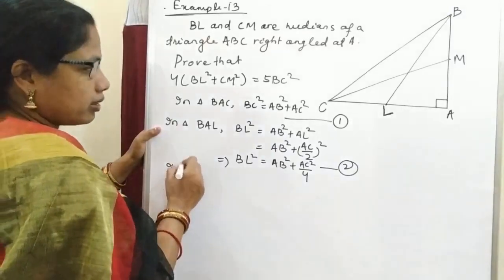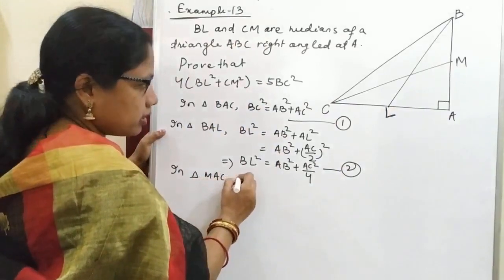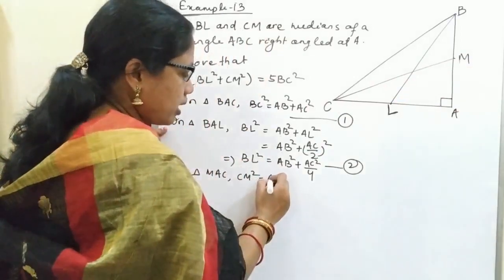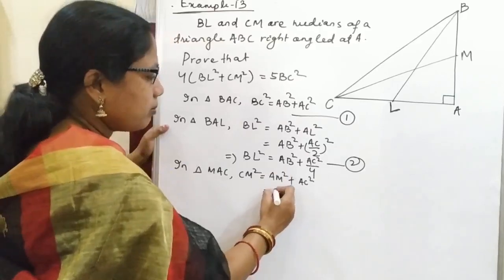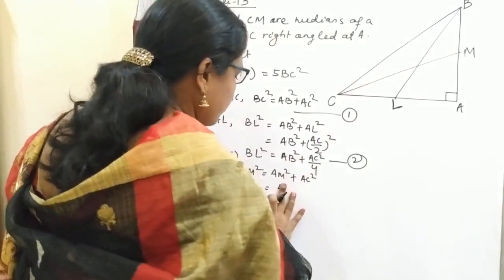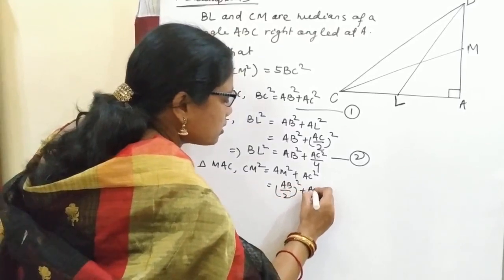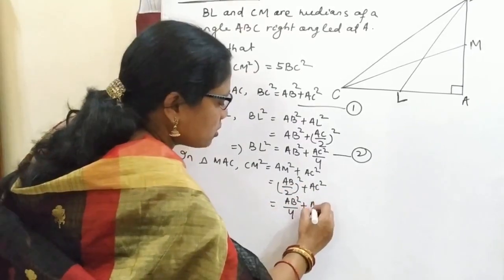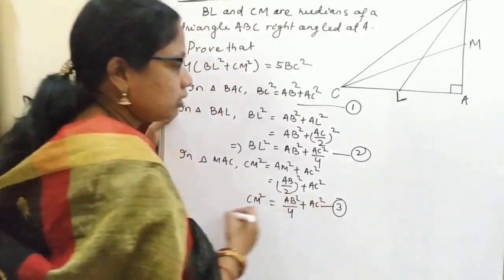Then in triangle MAC, CM is the hypotenuse, so CM square is equal to AM square plus AC square. So what is AM? AM is AB by 2. So AB by 2 whole square plus AC square, which is equal to AB square by 4 plus AC square. So this is CM square. This is our equation 3.